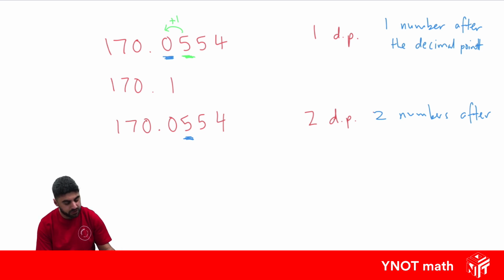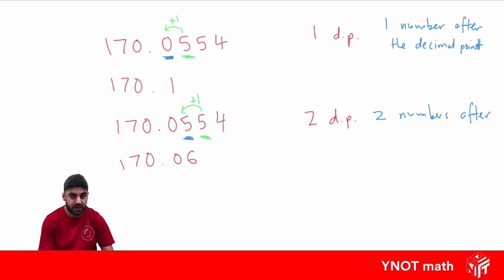But to know if we should change it or keep it the same, it's all about the number after that. And if that's a 5 or higher, that means the number before it goes up by 1. And if it's a 4 or lower, it's going to stay the same. And because it's a 5, that means the number before it goes up by 1. So we get 170.06, and everything else after it goes away.